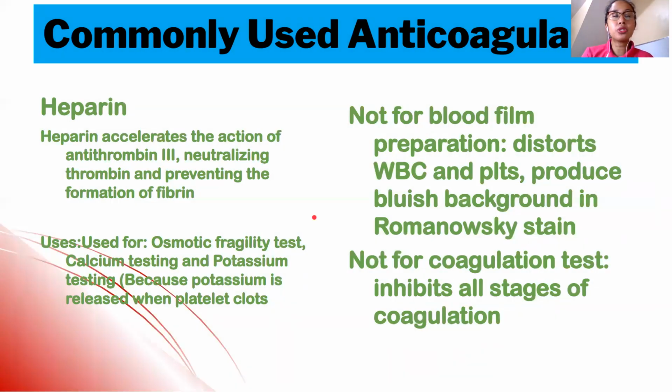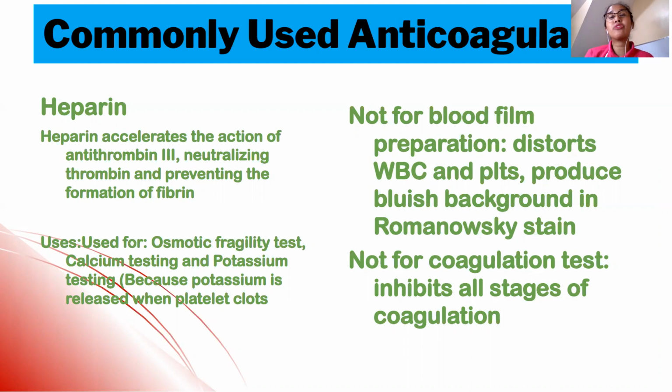So, class, heparin. So, it acts as anticoagulant by enhancing or accelerating the action of antithrombin 3. Yan. So, your antithrombin 3 prevents the creation of thrombin. That's why there's no clotting. Yan. It prevents the formation of fibrin. Its use is for osmotic fragility chemistry test class, calcium test, potassium tests. We don't use potassium in serum because potassium is released when platelet clots. Yan. So, upon the action of clotting, tumataas ang potassium. So, better heparin na lang for potassium.